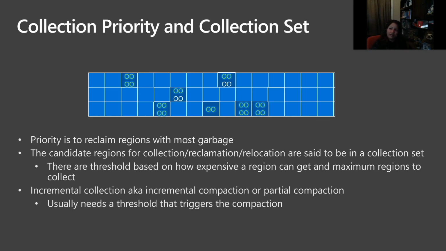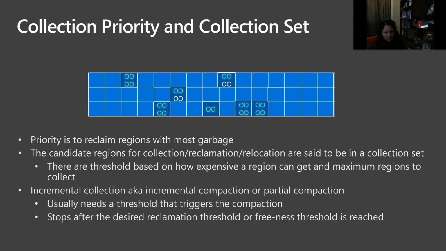To be able to trigger incremental compaction, there are thresholds. There's also this initiating heap occupancy percent, which is called IHOP. That's the threshold to trigger concurrent marking. So there are various thresholds. And usually once you reclaim the desired heap and you have the amount of free space that you need, that's where reclamation stops. So that's how we achieve incremental compaction. And incremental compaction doesn't need to be stop the world. As you will find out soon, in ZGC and Shenandoah's case, it is not stop the world. It's actually done concurrently, and that's why there is more maintenance overhead, but you can achieve really low pause times. In G1 GC's case, the compaction is done in a stop the world fashion.